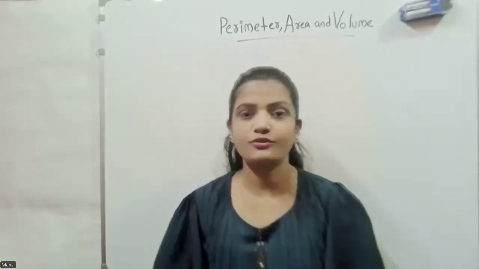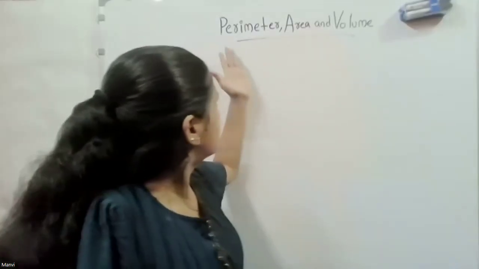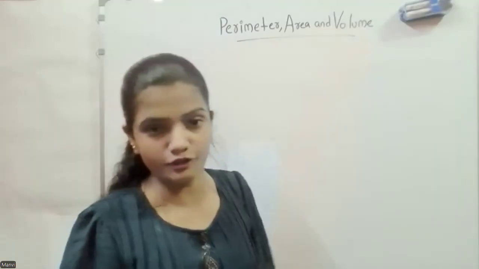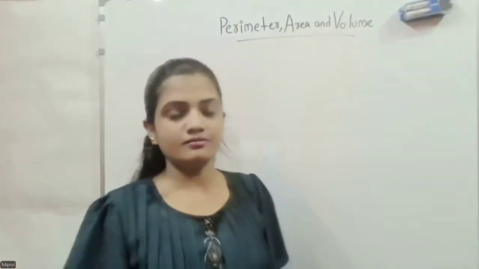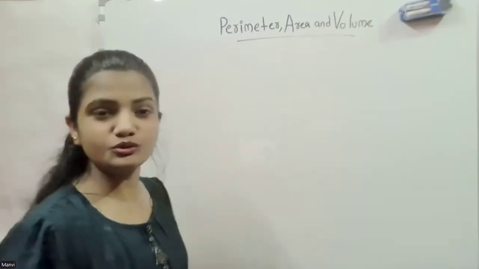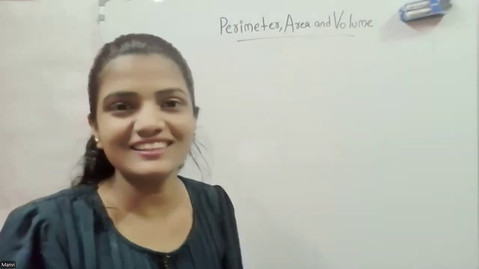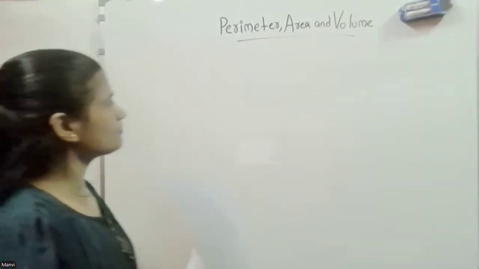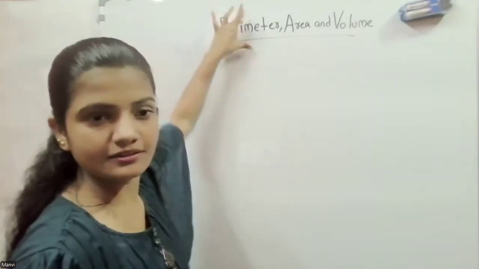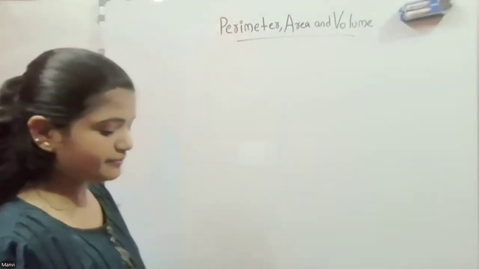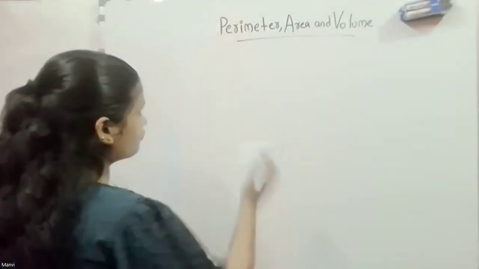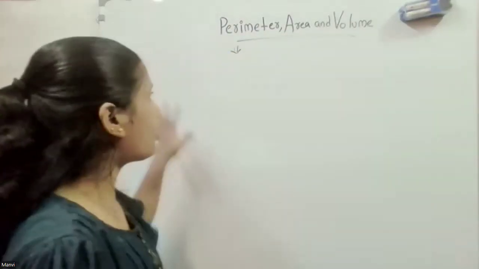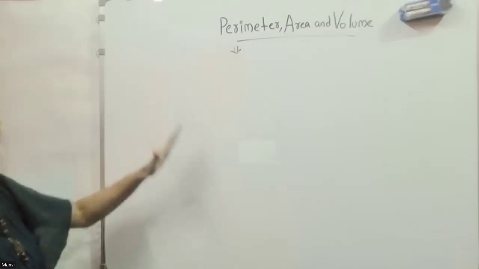In today's class, we are going to learn about three important topics, which are perimeter, area, and volume. It may sound new to you, but by the end of the class, it's not new. Okay, so we start with perimeter. And in perimeter, what is this perimeter? Perimeter means the sum of all outside of the shape.